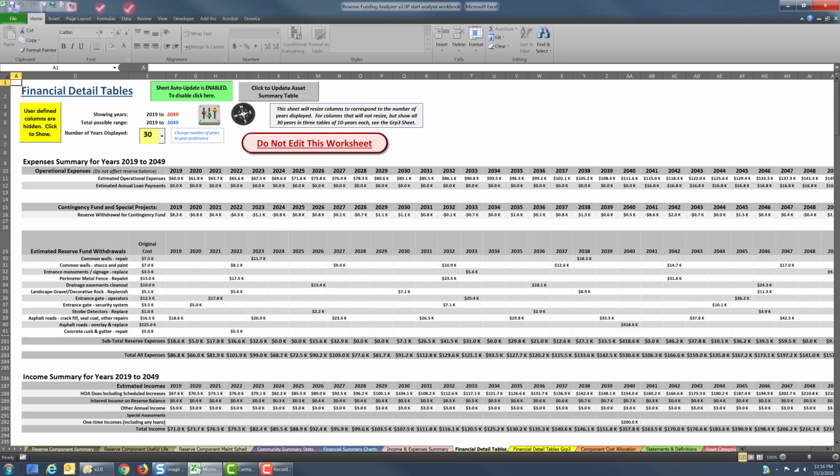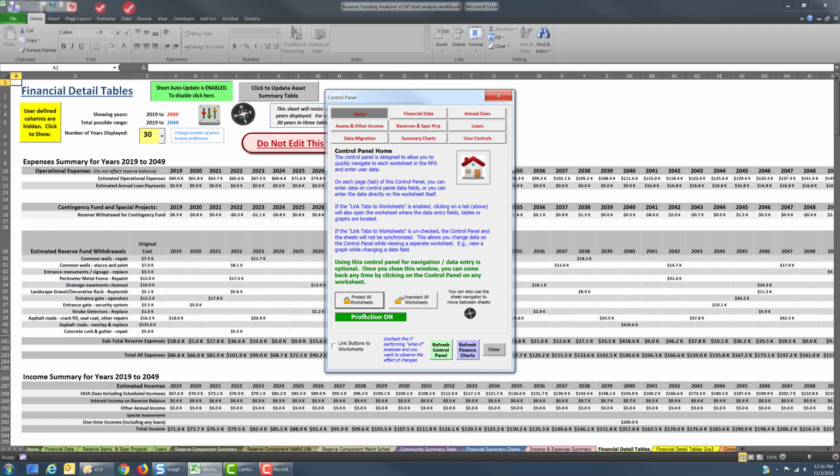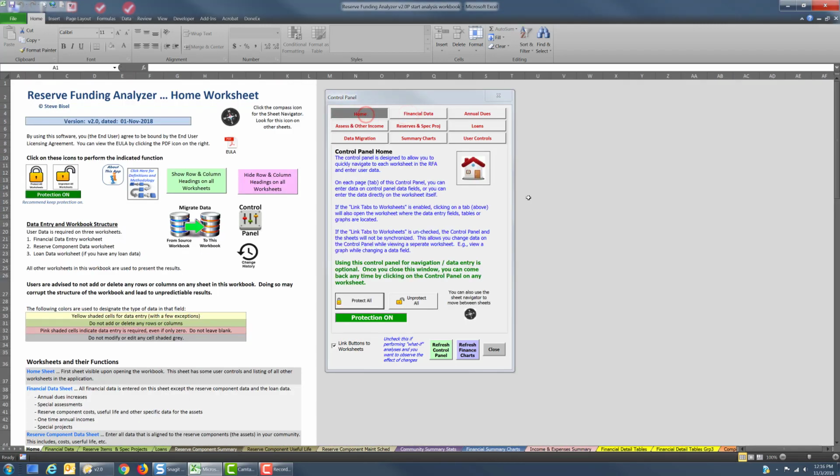I'm going to go back to the home page here by bringing up my control panel. As soon as it loads, it's taking a little time, and once it loads, I'm going to go relink the buttons and go ahead and go back to the home page. It might take twice. There we go. We're done.